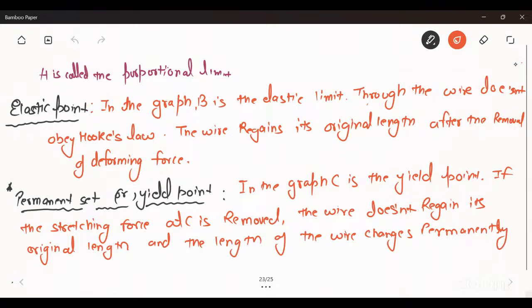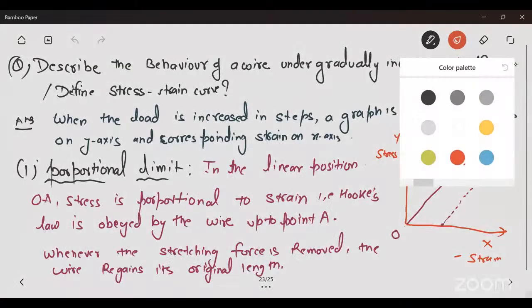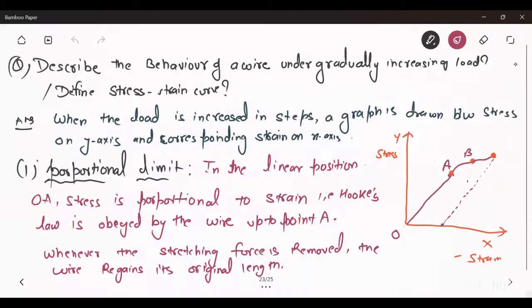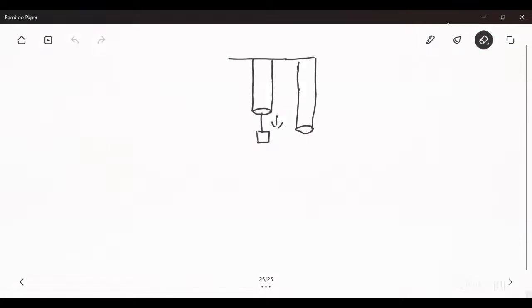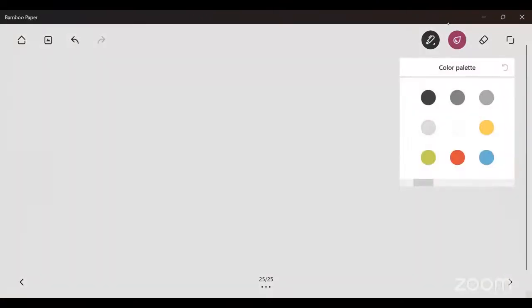Now, after point C, if we continuously increase the load, what will happen? The wire becomes thinner and thinner, and a point comes where the wire will break. This point is known as the breaking point or fracture point. So D is the breaking point or fracture point.